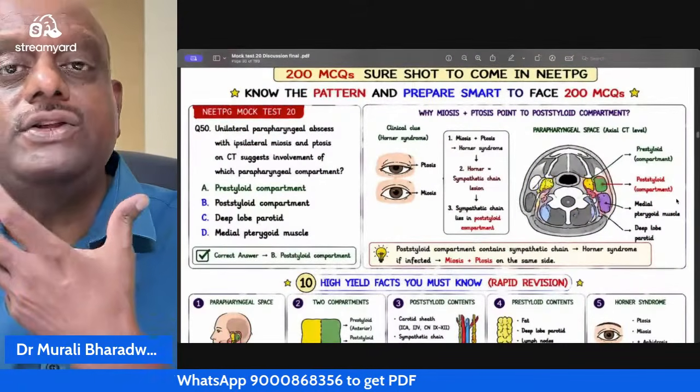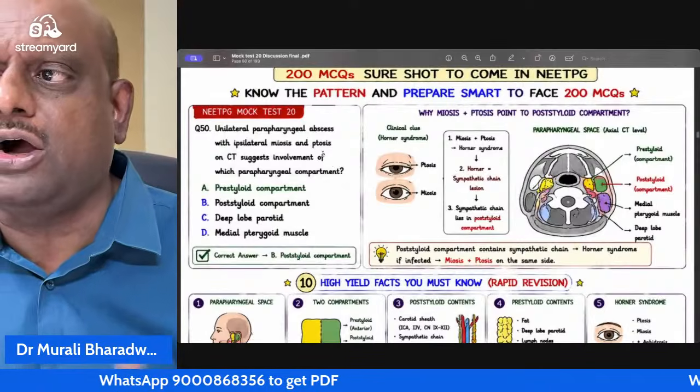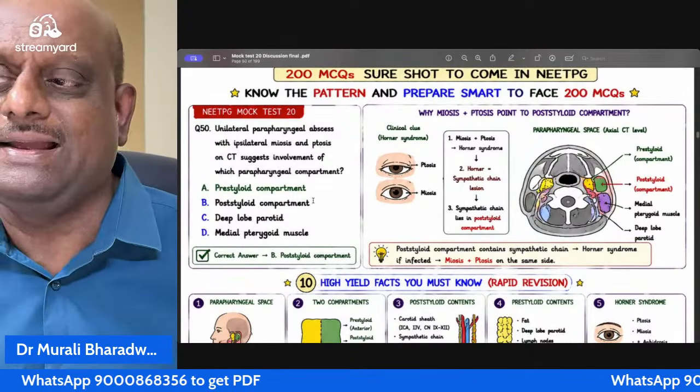Unilateral parapharyngeal mass with ipsilateral miosis and ptosis on CT.